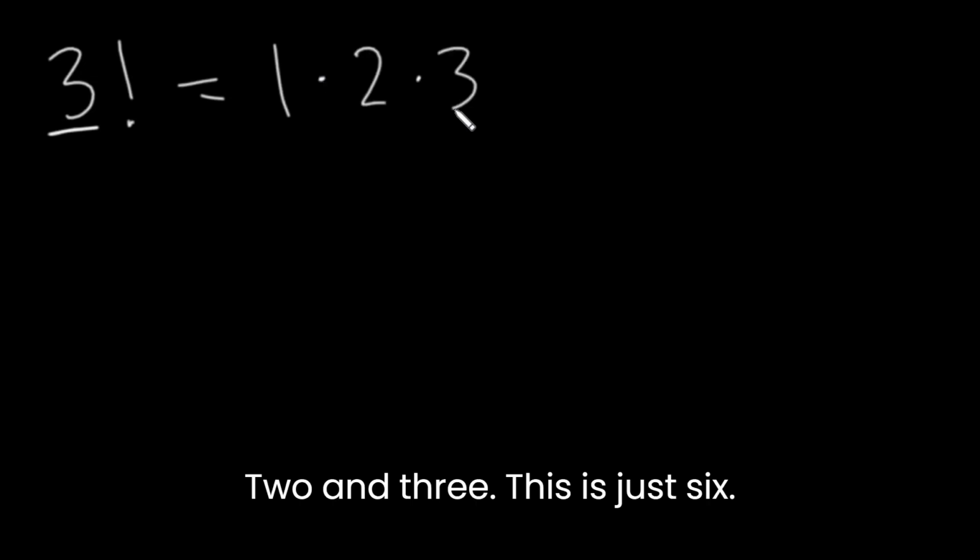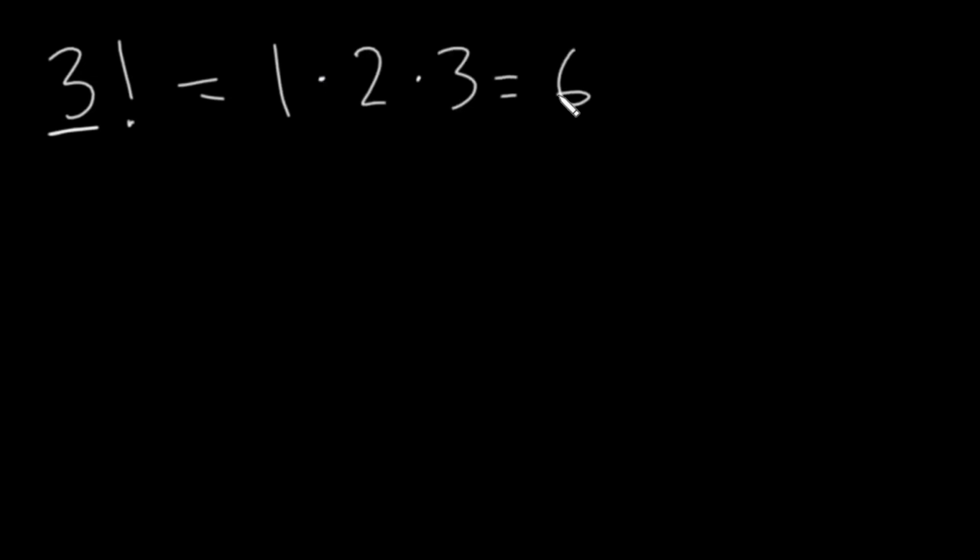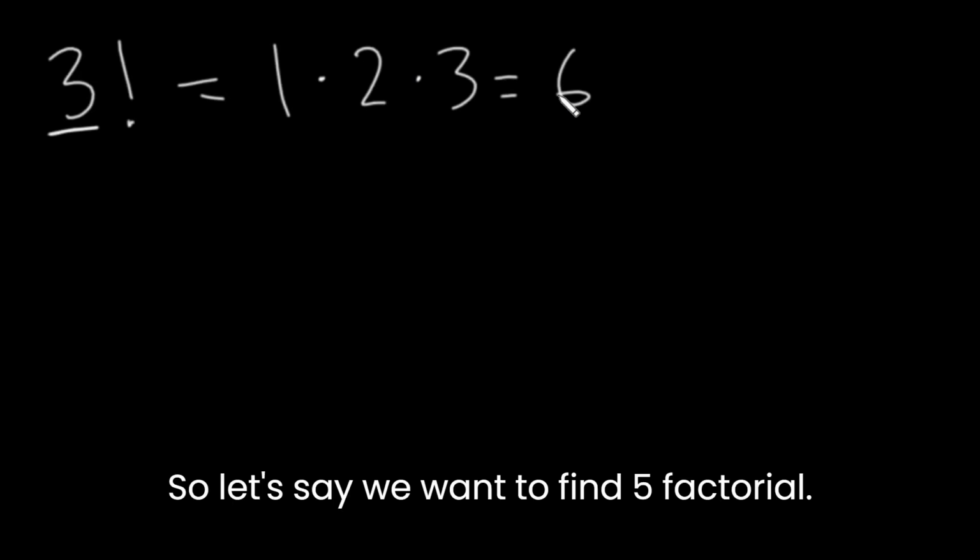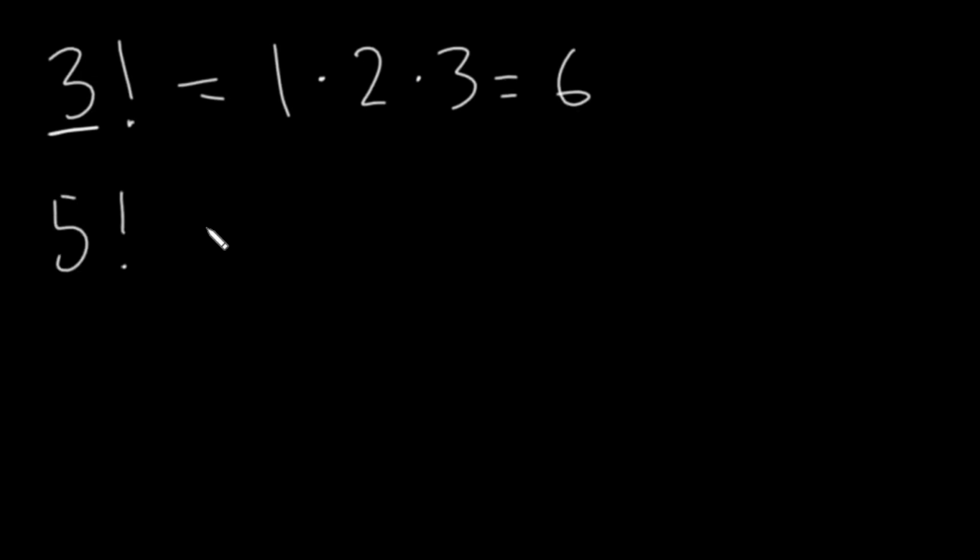Let's talk about factorials. Let's say we want to find 3 factorial. Now, this exclamation mark just means that we're going to multiply every number between 1 and whatever number we have. So basically, this means we're going to multiply 1, 2, and 3. This is just 6.